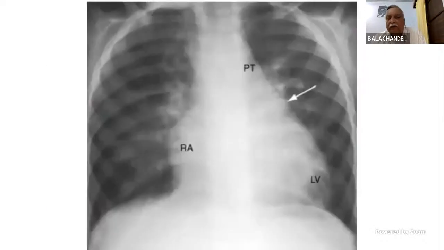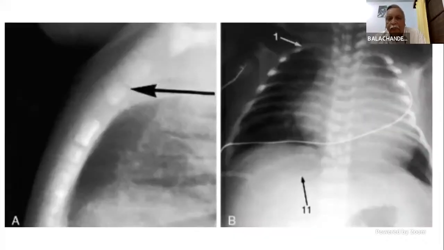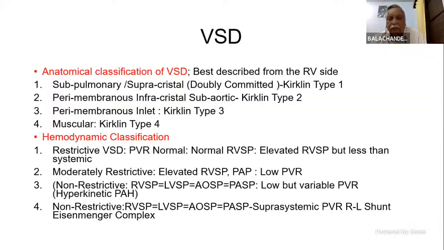Next one, please. This is the classical ECG picture, left axis deviation. Next one. Next one, please. We'll skip some of this.